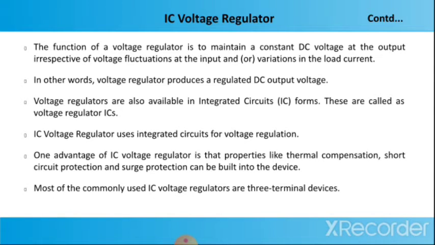The function of a voltage regulator is to maintain a constant DC voltage at the output irrespective of voltage fluctuations at the input and variations in the load current. In other words, a voltage regulator produces a regulated DC output voltage. Voltage regulators are also available in integrated circuit forms. These are called voltage regulator ICs.